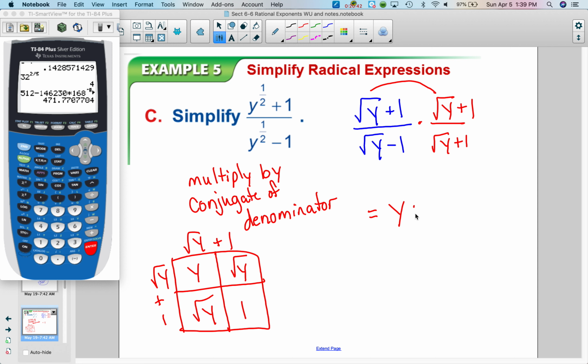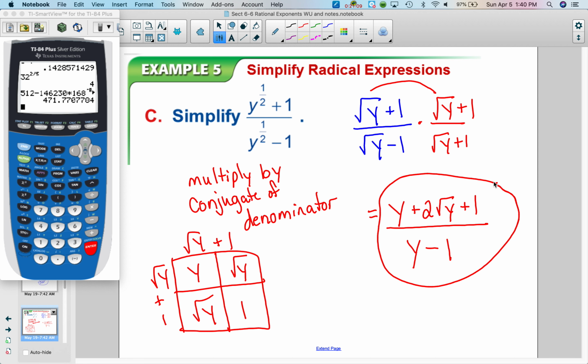So I get y plus 2 times the square root of y plus 1. And in the denominator, if you multiply that out, the square root of y times the square root of y, you get y. The outside, you're going to get a positive square root of y. The inside, you're going to get negative square root of y, so those will cancel out. And then the last, you're going to get negative 1. And this is actually your answer.